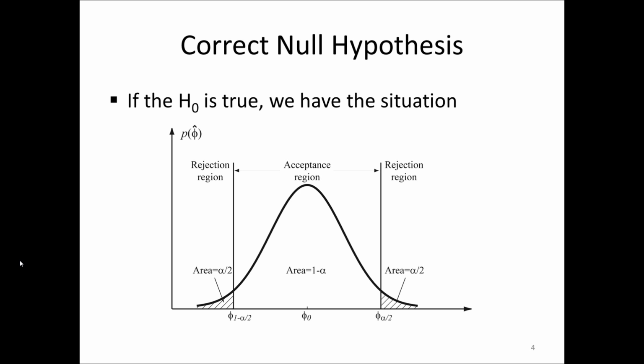We now have two regions. The acceptance region is between these two limits and is defined so that the tails outside, the area of the upper and the lower tails summed, have an area of altogether alpha, which is called the significance of the test. The rejection region is then composed of the two regions outside the acceptance region.